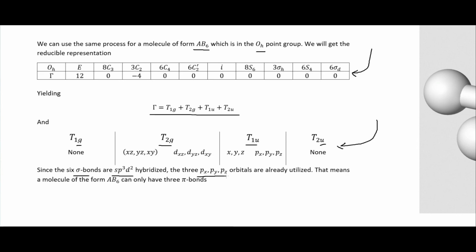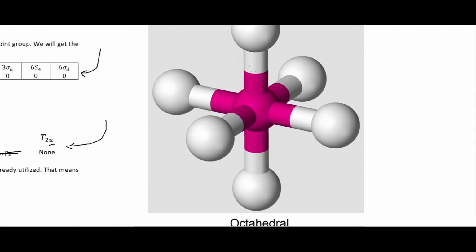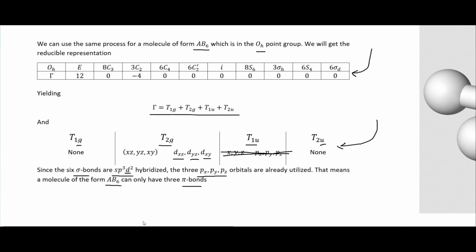And so the 3 px, py, pz orbitals are already utilized, and that means a molecule of the form AB6 can only have 3 pi bonds, because we are saying that these are out of the question here, because those are involved in the sigma bonds. And so the 2 d orbitals that are in our sp3d2 would be the dx squared minus y squared and the dz squared. And so these dxz, the dyz, and the dxy are going to be involved in our pi bonds. So this can only have up to 3 different double bonds on here.